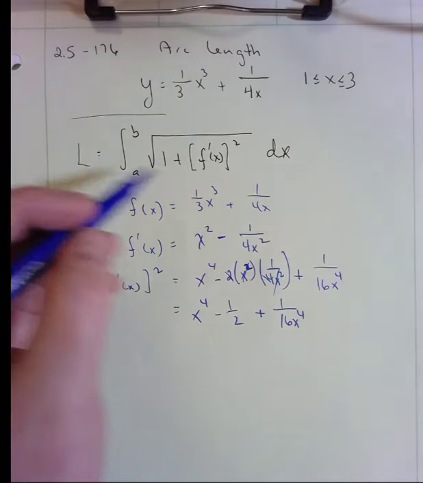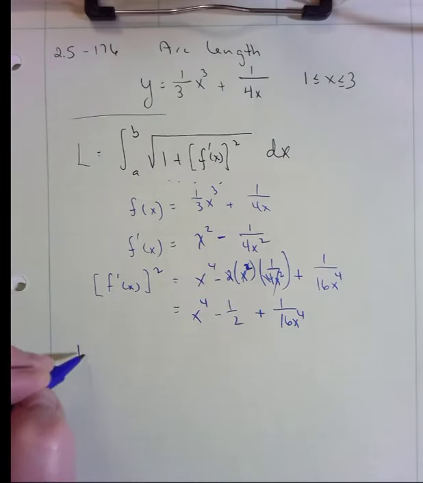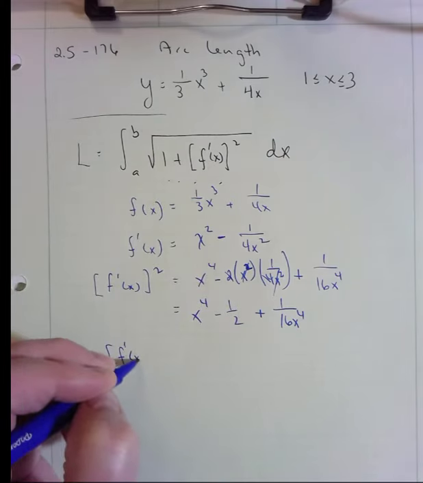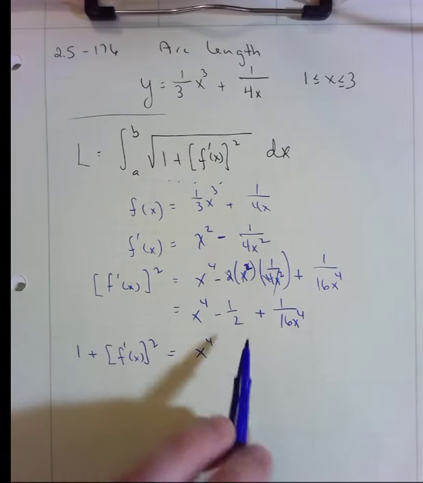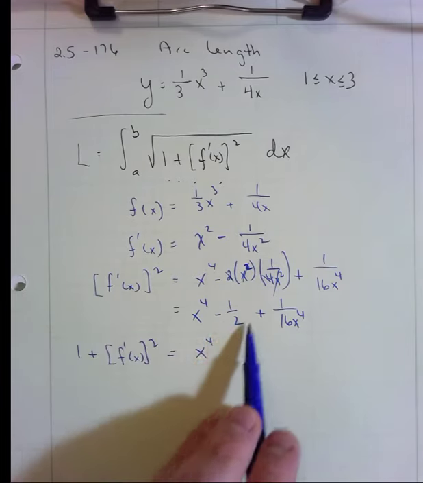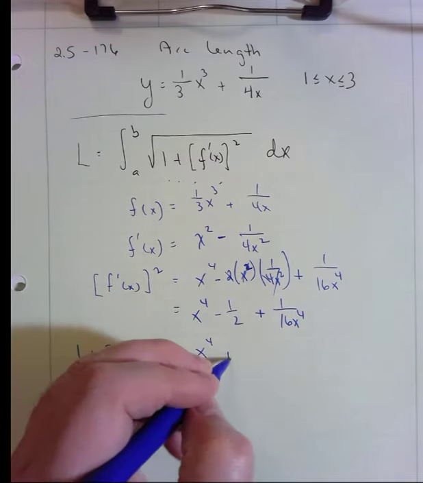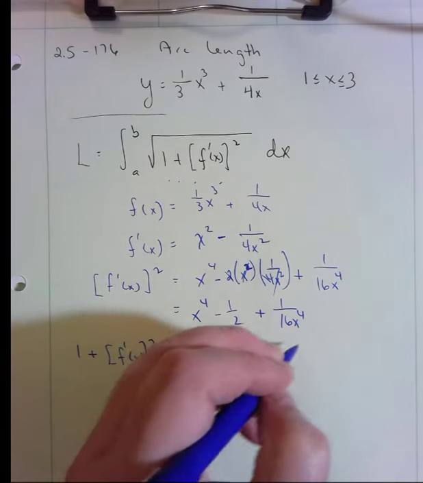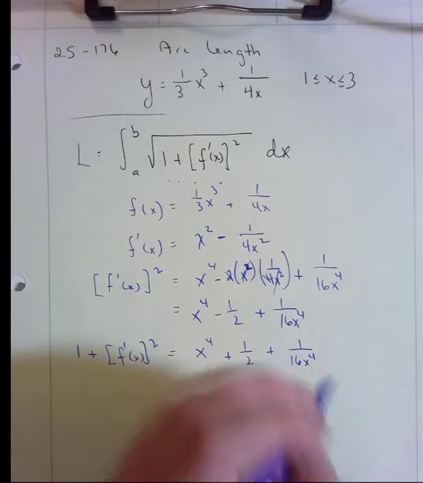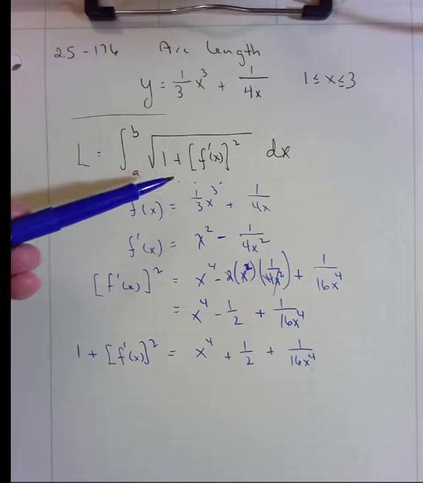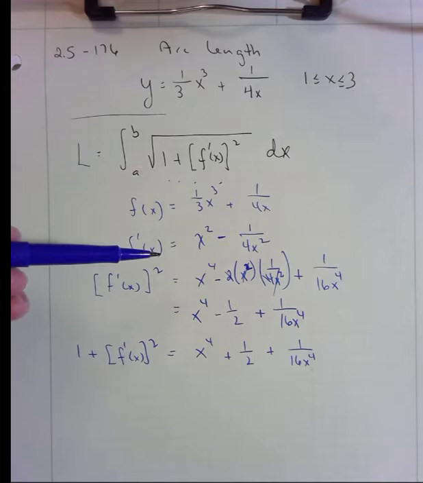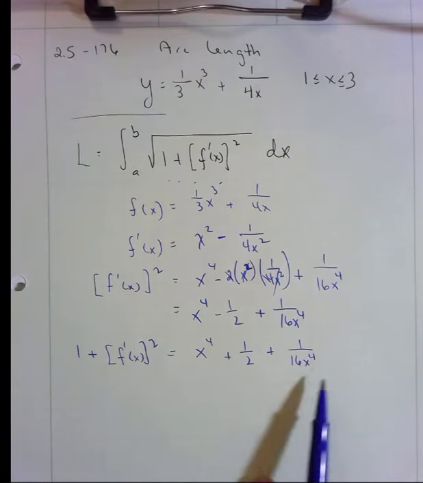Then we're going to build 1 plus that. And so that'll be x to the 4th plus 1/2, because negative 1/2 plus 1 is plus 1/2. And then nothing changes for the last item. Now remember that we need to take this and plug it into this integral where there's this big giant square root sign waiting for us. So we're going to take the square root of this before we integrate.